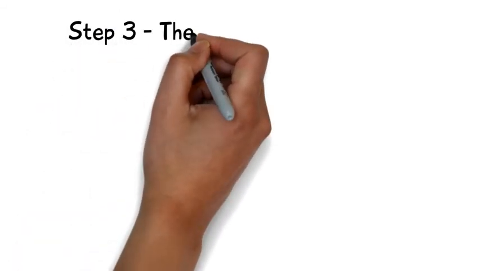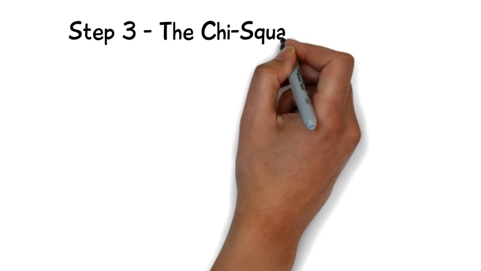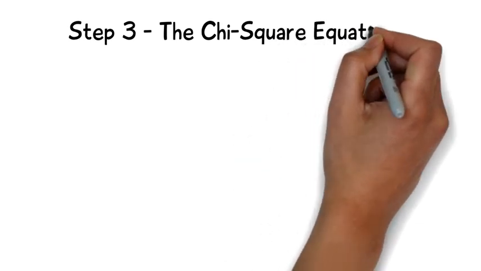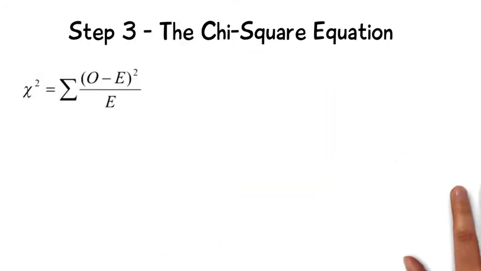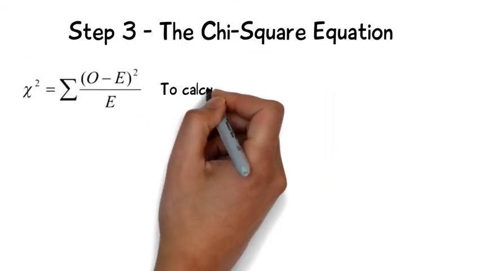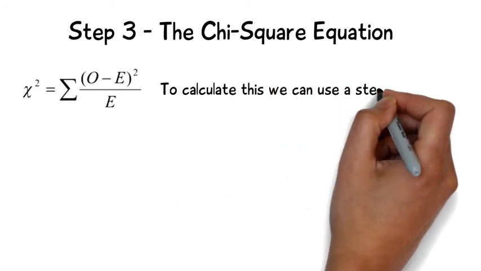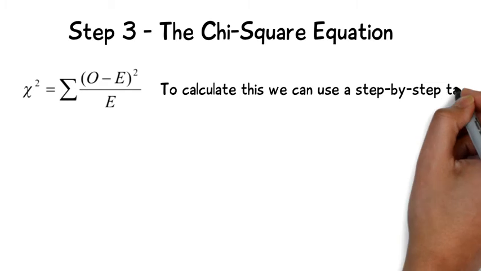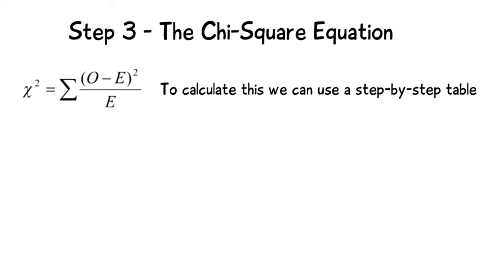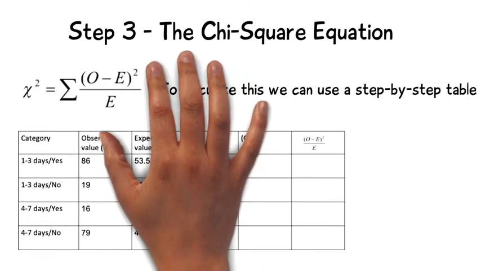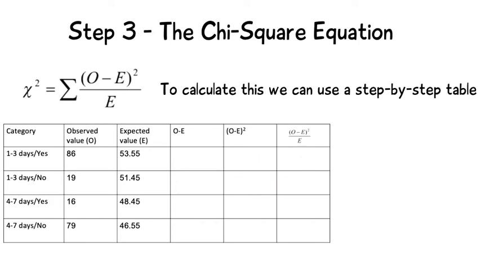Okay, step 3. This is where you've actually got to do the chi-square calculation itself. You're given this equation in the exam. Here it is. It looks horrible, but actually let's break it down into a step-by-step process. Remember that funny sigma, that funny symbol, it is a sum symbol. So add things up. And here's our table. We're going to break this down.